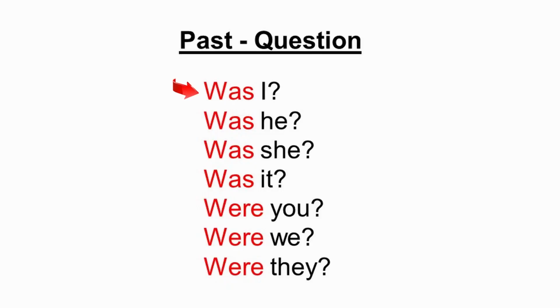And then we need to look at how we form a question in the past. Can you remember what we need to do? We need to switch the order of the first two words. Let me show you. Was I? Was he? Was she? Was it? Were you? Were we? Were they?